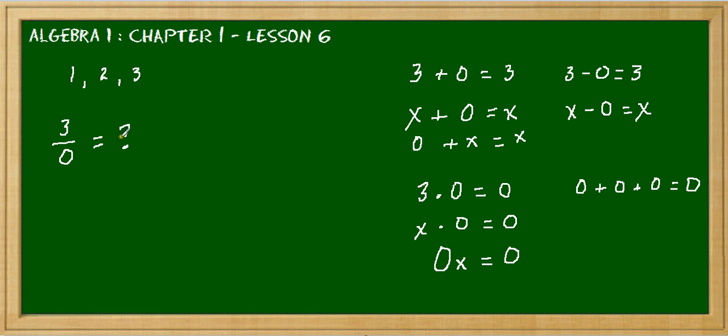So let's go back and put the 6 over 2 is equal to 3, and we know that we multiplied these two terms to get 6. Those two turned into 6. Well, what number could I multiply by 0 to turn into 3? Well, none. It's impossible. So let's just say we cannot divide by 0.